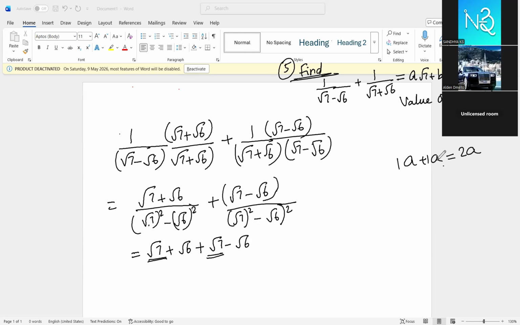Now, same concept only we will use here. So, root 7 plus root 7 is 2 root 7. Similarly, root 6 minus root 6 is what? 0. So that means plus 0 root 6, so no need to write. Okay. So, what is our answer? A equal to 2, B equal to 0. That's it. Okay.